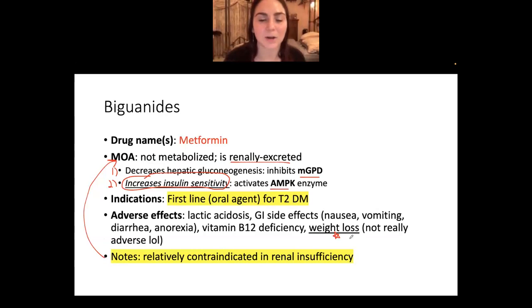I actually remember when I started med school, my brother straight up asked me, can I prescribe him metformin when I'm a doctor?